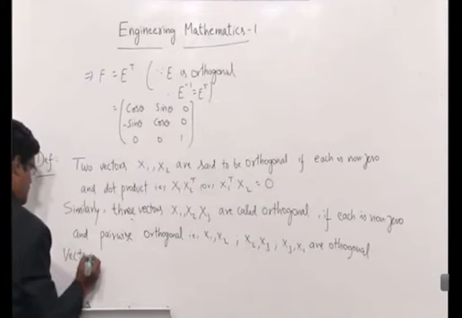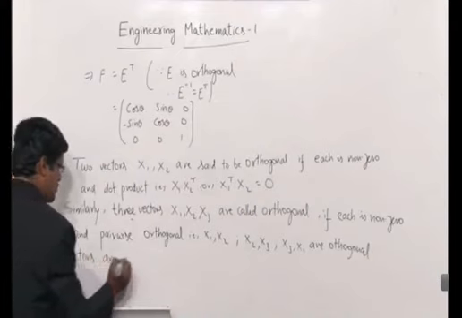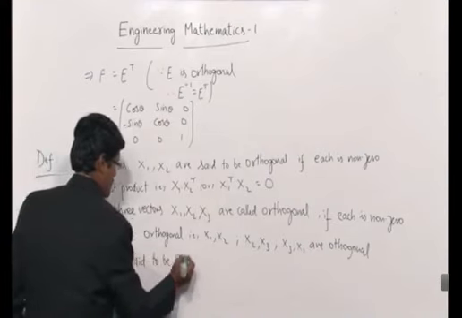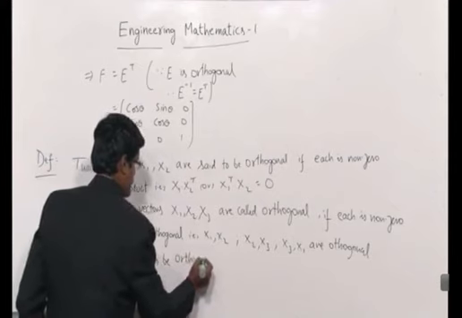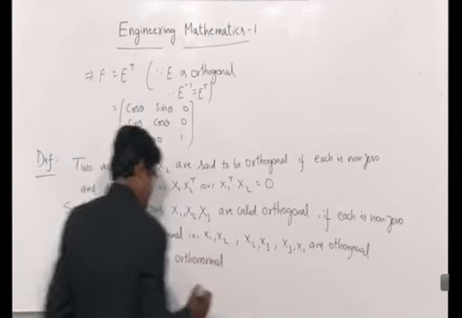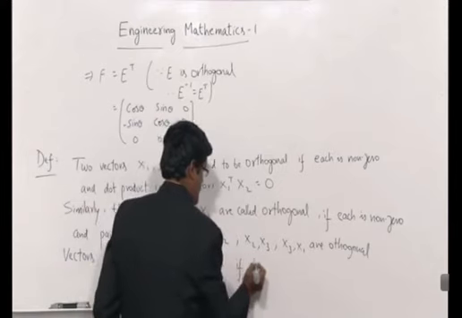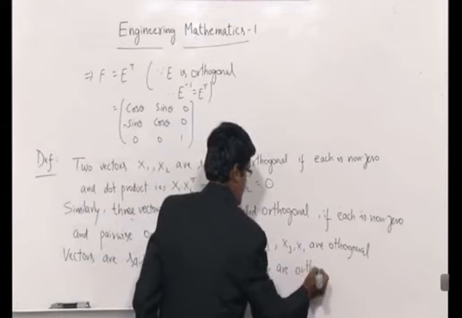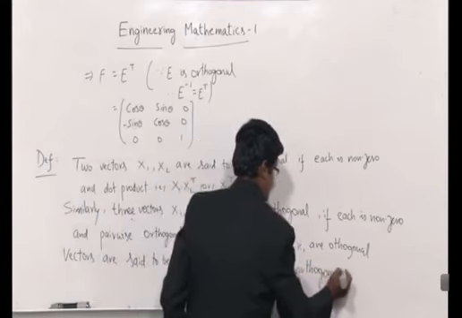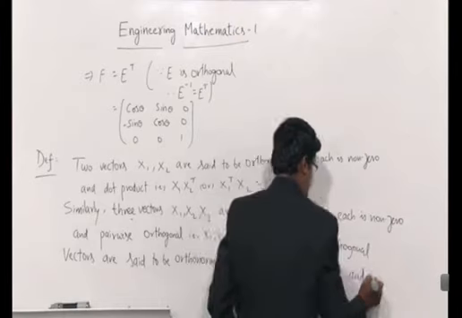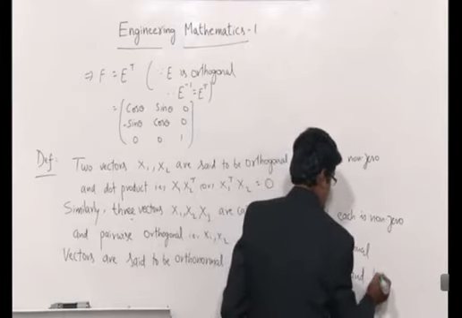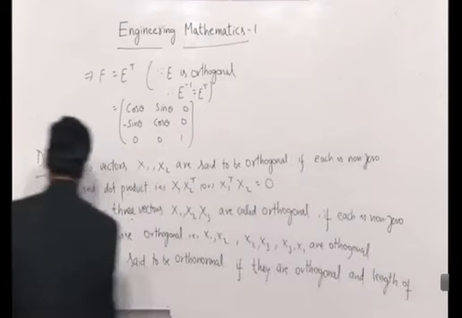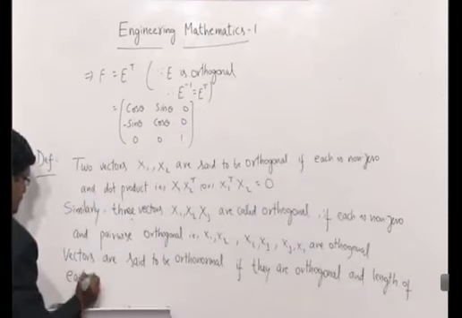Vectors, that means rows or columns, are said to be orthonormal if they are orthogonal and the length of each vector is unity.